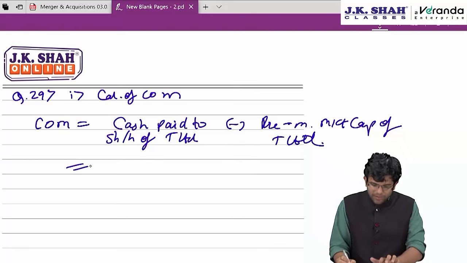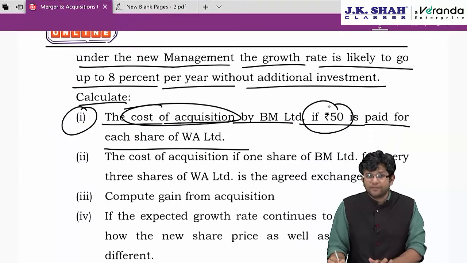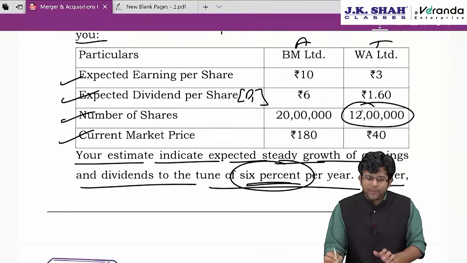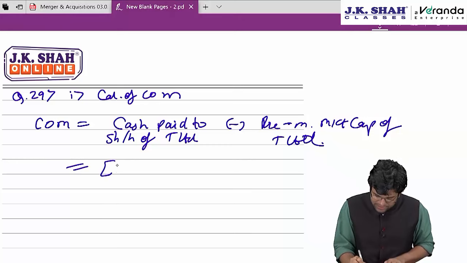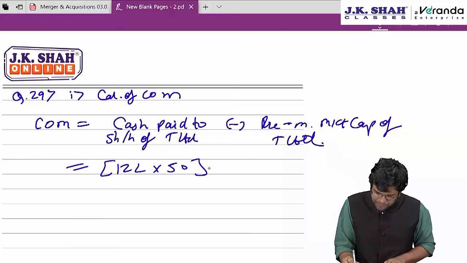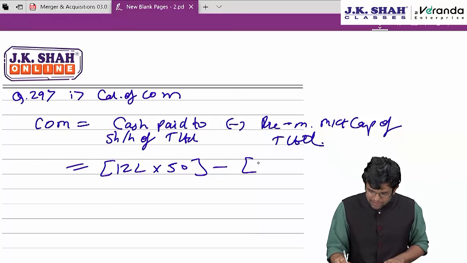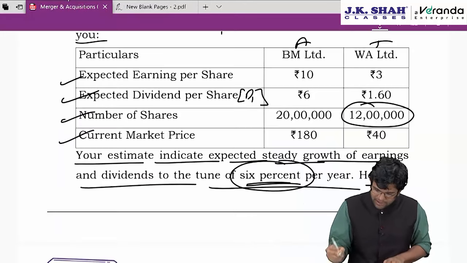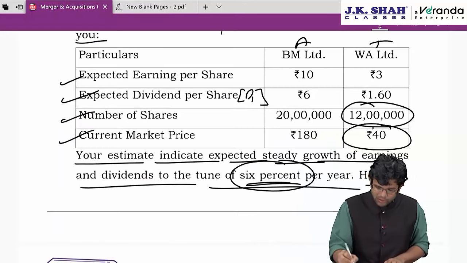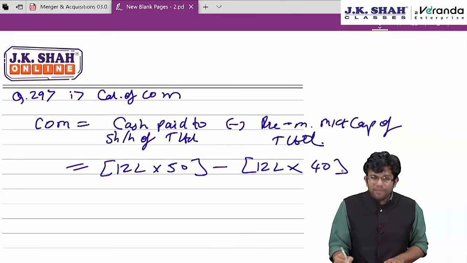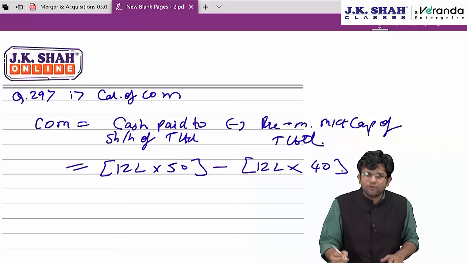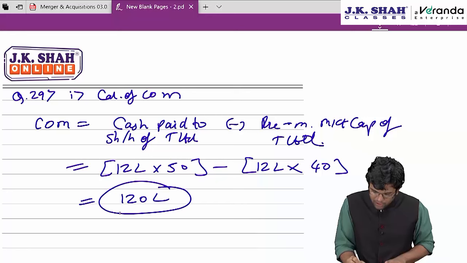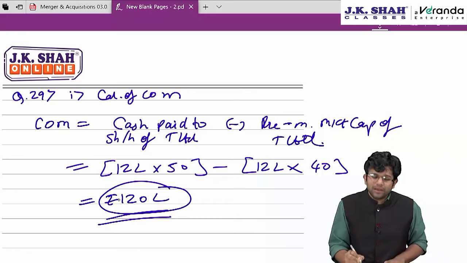Tell me how much cash you are paying. They are saying per share we are paying rupees 50 cash. How many shares are there in the Target Limited? Number of shares, students, are 12 lakh. So can I say the cash being paid is 12 lakh into 50, minus their pre-merger market cap, which will be their pre-merger number of equity shares outstanding, that is 12 lakh, into the pre-merger market price per share. The pre-merger market price per share, students, given to you in the question is rupees 40. So basically 12 lakh into 50 minus 12 lakh into 40 is nothing but 12 lakh into 10. The cost of merger is nothing but 120 lakh rupees. Everybody following till here? Very good.